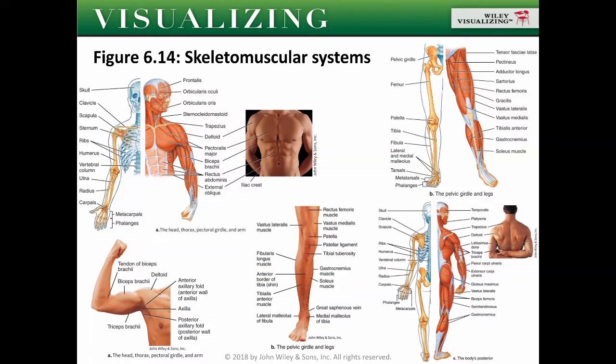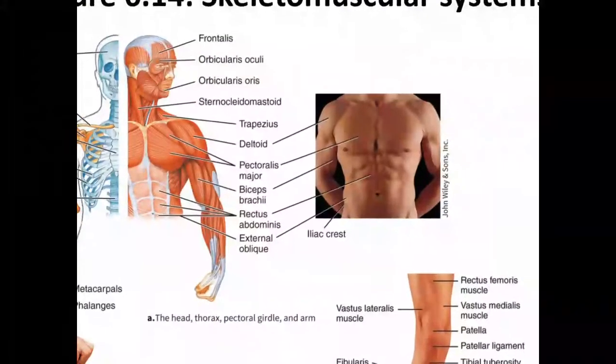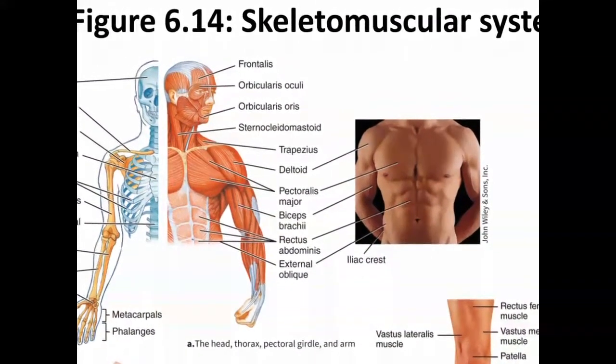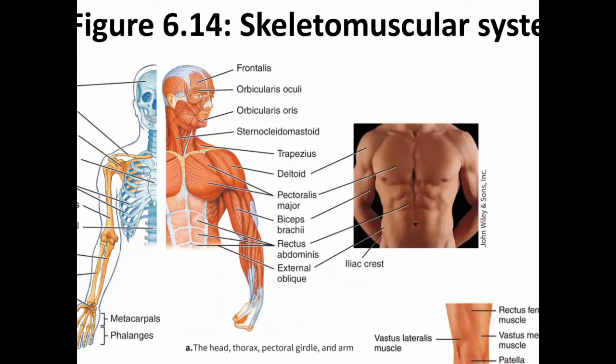Now other skeletal-muscular system muscles. Here are some muscles. When we name muscles, we usually name them by where they are located, the striations or the direction of the muscle fibers, basically the stripes, and/or the bones where they are anchored.